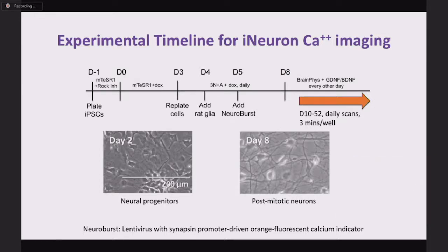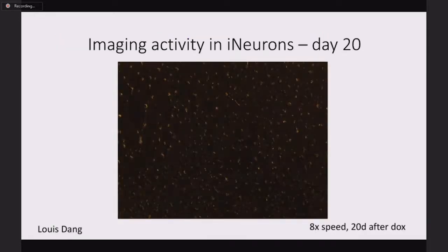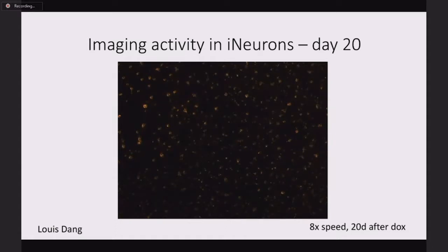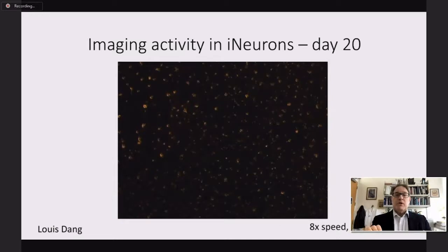So what the data look like for this calcium imaging is you see, it looks like twinkling stars, and these are increases in the fluorescence when the cells are activated. But you can see at 20 days after doxycycline, so they're not quite fully mature, you see asynchronous activity of different neurons. I'm going to show you a week later.